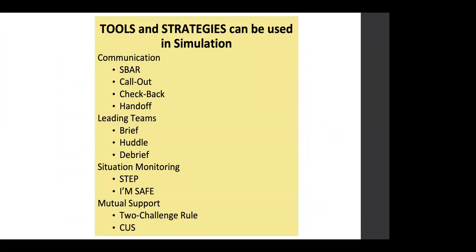Okay, I'm going to summarize here. We have discussed some of the tools and strategies which are derived from TeamSTEPPS. In communication, I've mentioned SBAR, call out, check back, and handoff. For leading the team, you have brief, huddle, and debrief. For situation monitoring, you have STEP and I'm SAFE. And for mutual support, or team support, you have the two challenge rule and CUS.